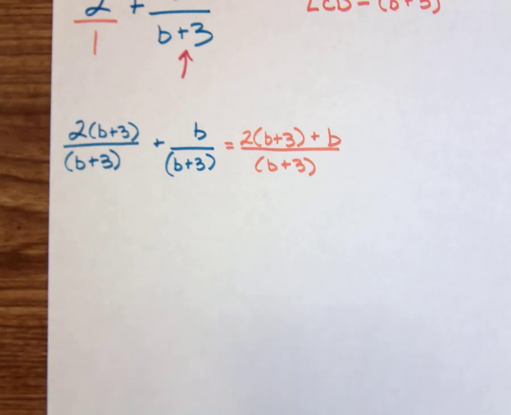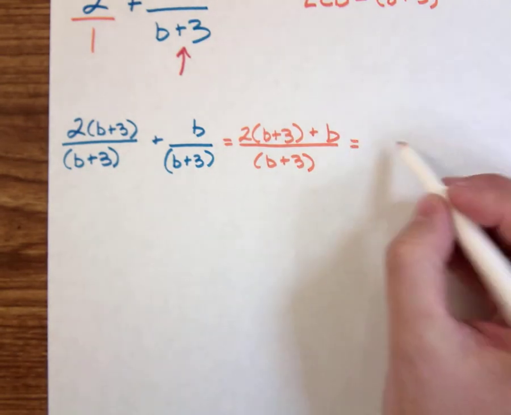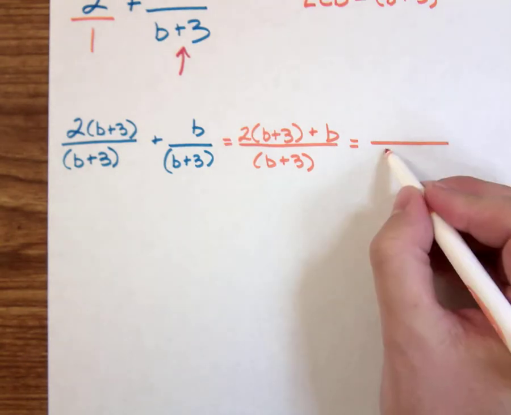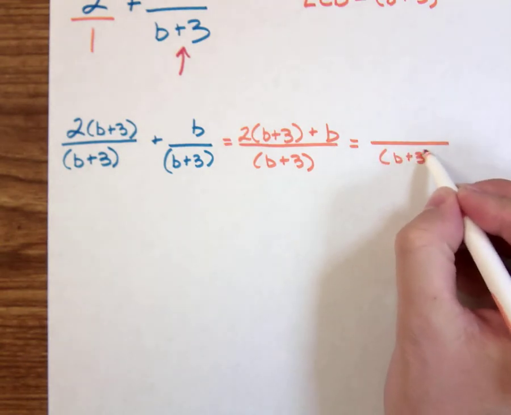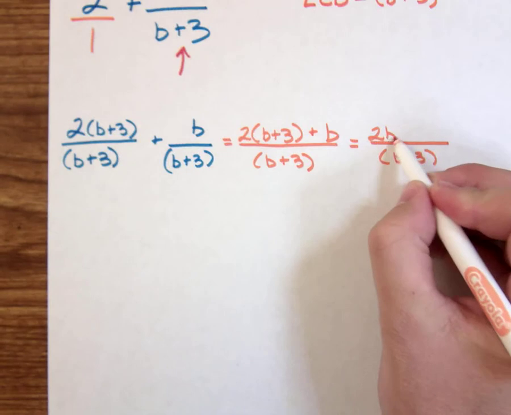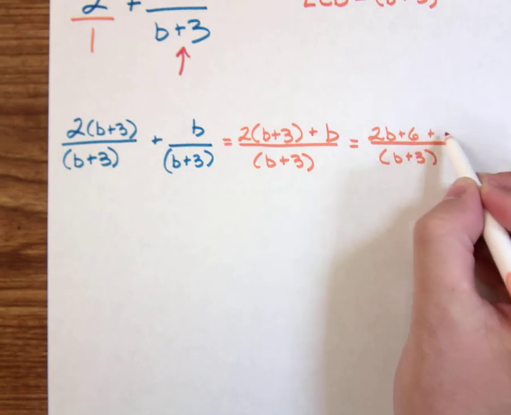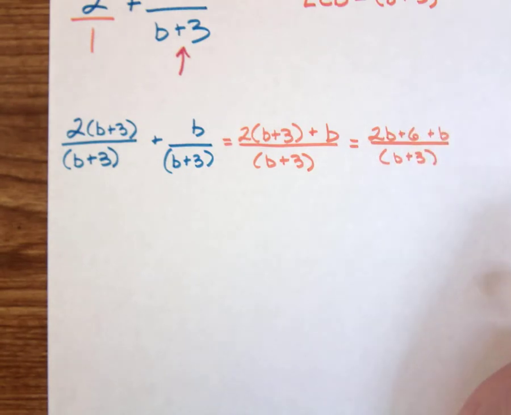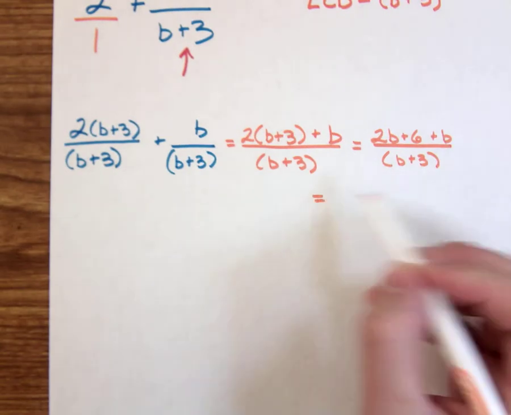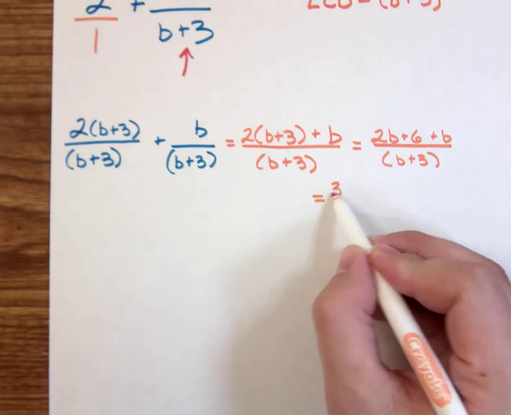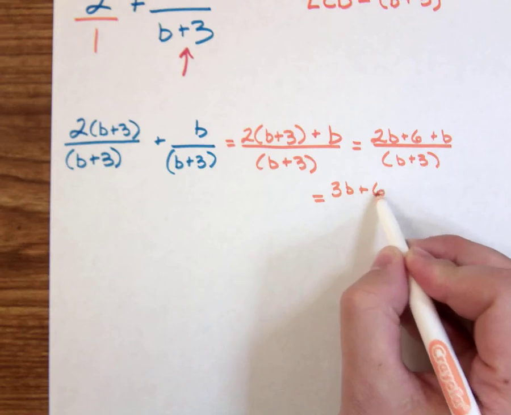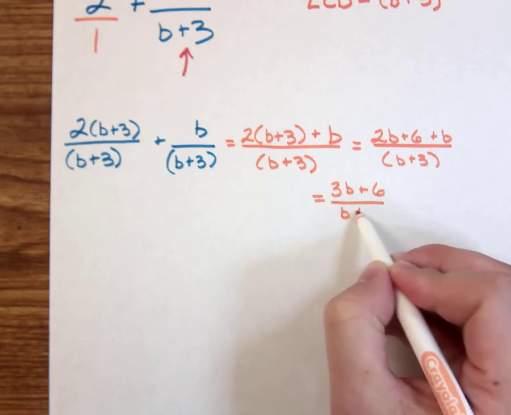Now I'm going to go ahead and distribute that 2. That sounds good. 2b plus 6. Yep, 2b plus 6 plus b. I'm going to go ahead and combine those. 3b plus 6 over b plus 3.